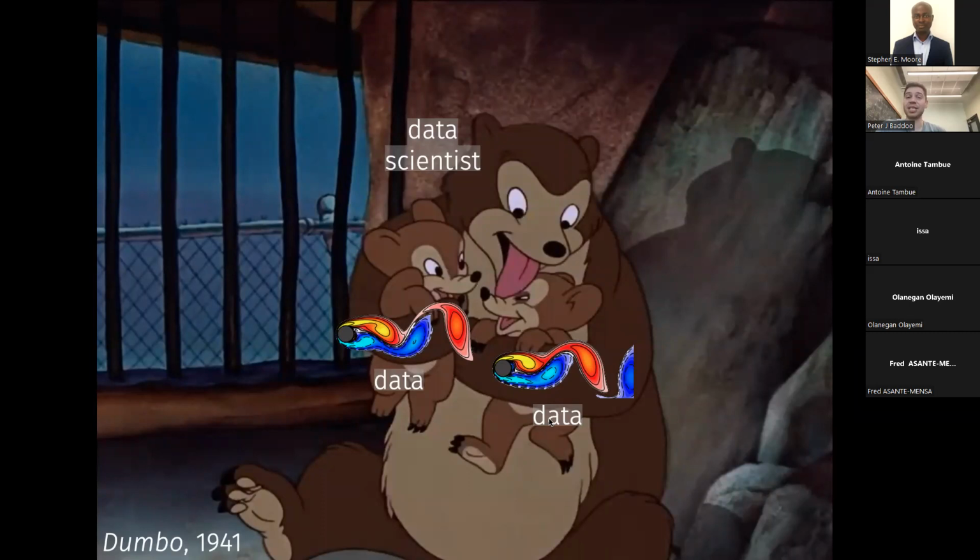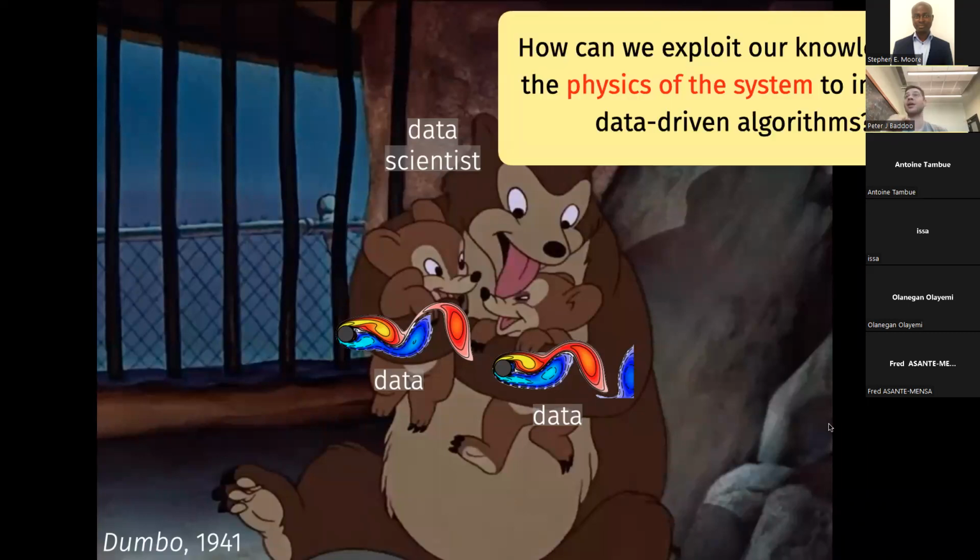And this seems like a missed opportunity because knowing how the data was generated can provide us with a lot of extra information. So we might know that there are some conservation laws that the system satisfies. So this is a fluid mechanics system, and we might know that conservation of momentum is valid. So the goal of this talk is seeing how we can leverage that knowledge of how the data was generated to improve data-driven algorithms.